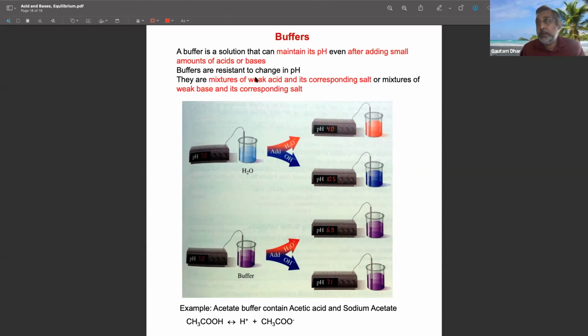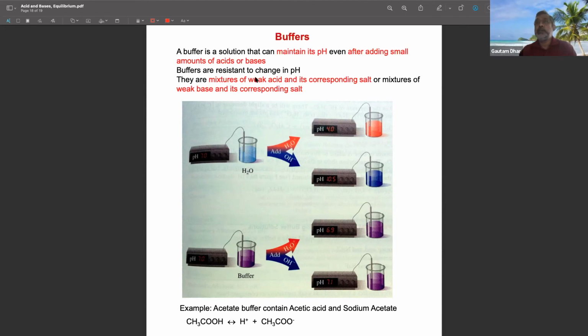Weak is the strong word there. It has to be weak because then the reaction is reversible. It can go both directions. If it's not reversible, if it's a strong acid, then the buffer will not have any buffering action. It will not have the buffering capacity. It has to be weak acid and the corresponding salt.